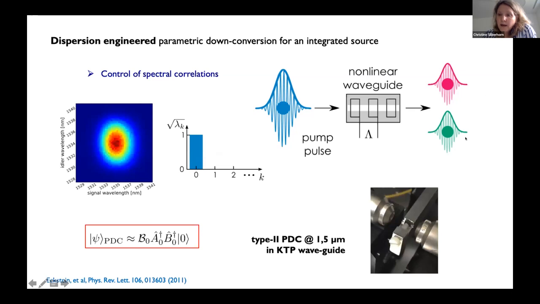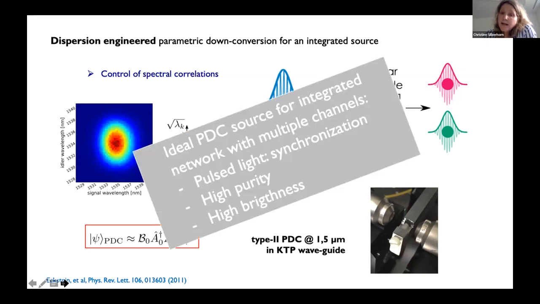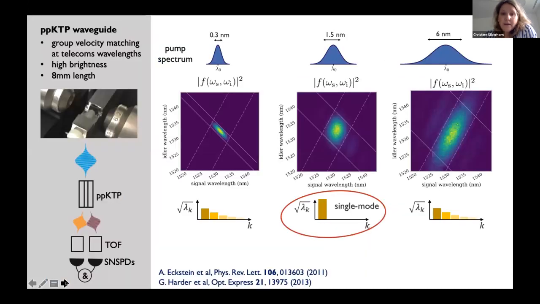We do that in my lab for a PPKTP waveguide at the telecom wavelength regime. And these sources which we implement are ideal for networking with multiple spatial channels. You have pulsed light for state synchronization. You can have very high purity and high brightness. The fascinating thing is that you can basically really control the system very nicely.